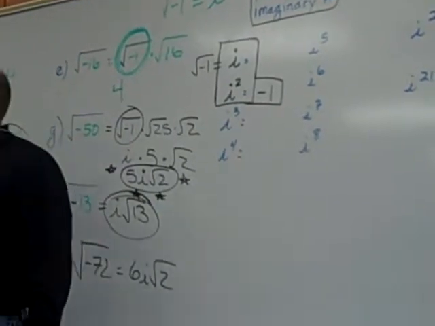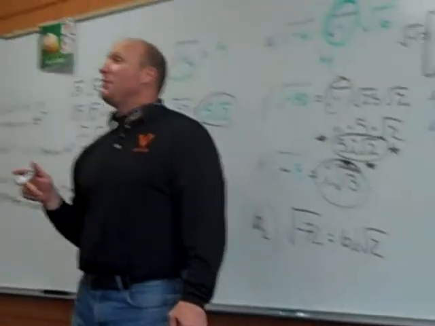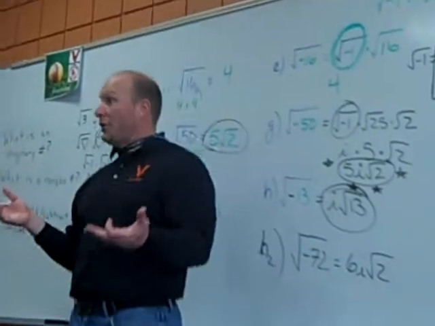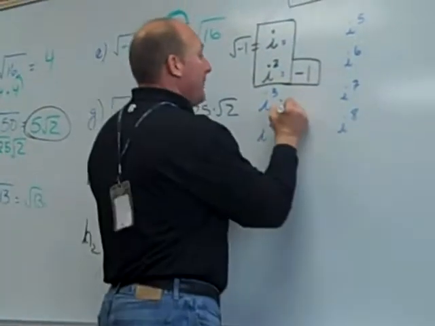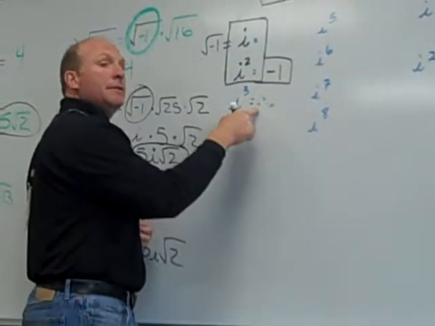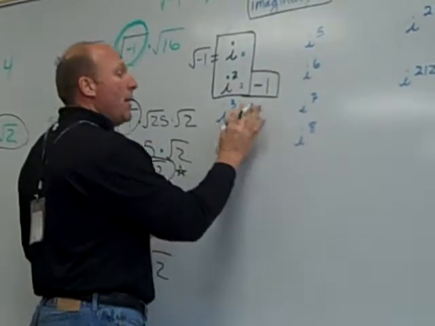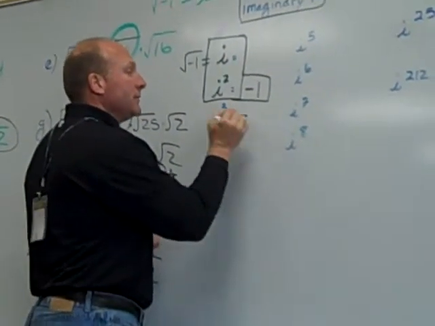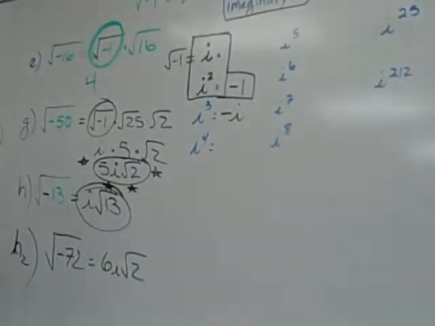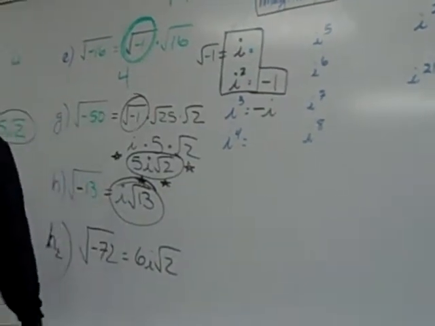Good question. Would you agree that i cubed could be written as i squared times i? Yeah. So if it's the same as i squared times i, what's i squared? Negative 1. What's i? Square root of negative 1. I'll just leave it as i. I won't write square root of negative 1 ever.